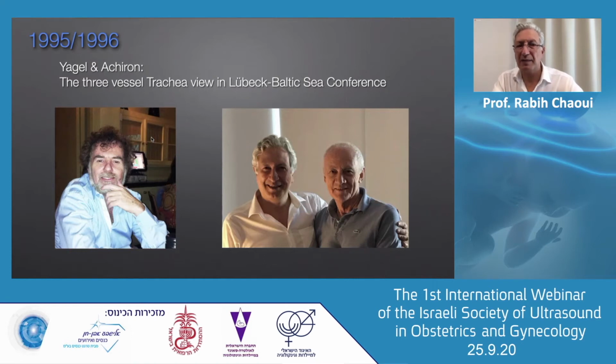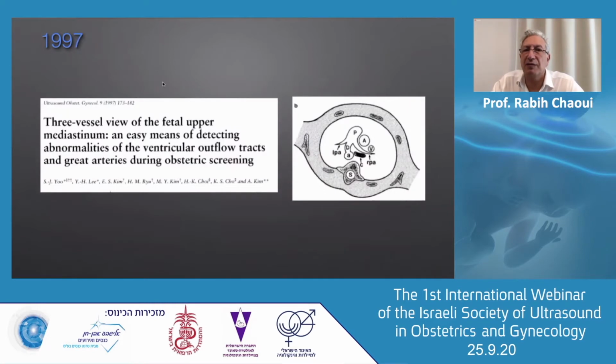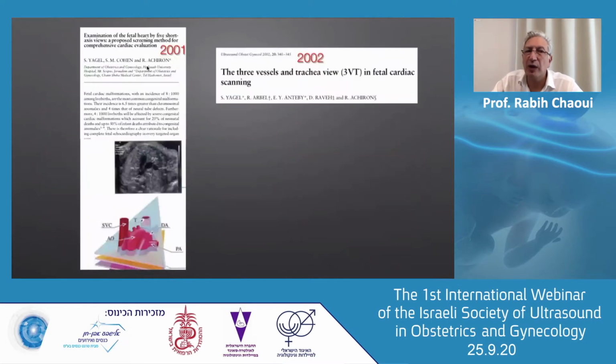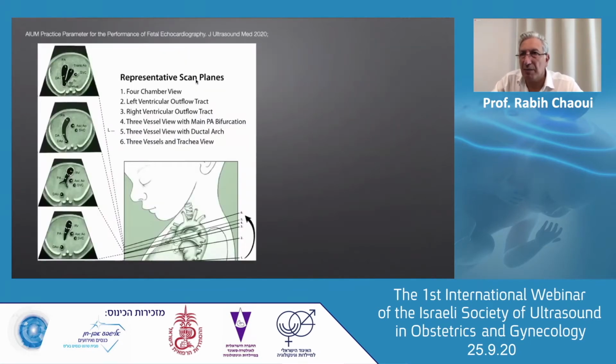And I expected Simcha or Reuven to publish this soon, but it was to your merit to publish the 3-vessel view without the trachea, putting it systematically. And we had to wait until 2001, 2002 to read the article on the vessel and trachea view finally. So I'm really sorry that they did not publish before, but for me, they get the credit of having published this, and they are a member of your society. So let's move now to some other things.